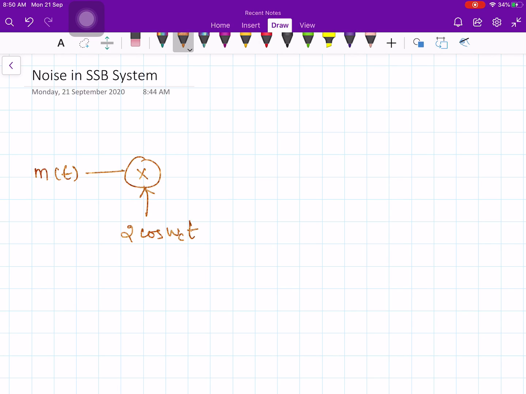See, in the previous case I used a root 2 and here I am using 2. So it won't make much difference, but it will simplify our algebraic manipulations. Okay. So after modulation you put an SSB filter, otherwise both the bands will be transmitted, upper sideband and lower sideband. So either you remove the lower sideband or the upper sideband. For that purpose you put an SSB filter, and then you transmit to the channel.